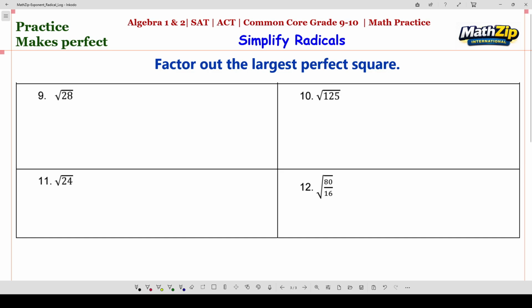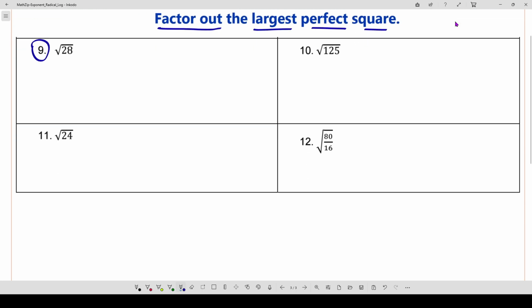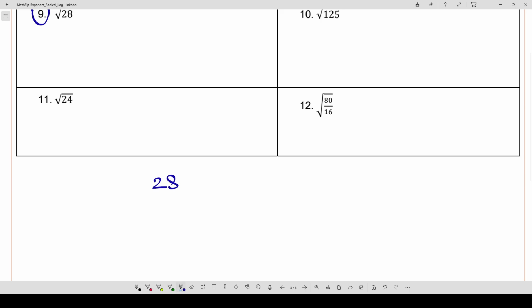Simplify radicals. Question 9. Root 28. First, we have to factor out the largest perfect square. 28, once we divide by 2, we will get 14. Again, divide by 2, we will get 7. 7 is a prime number, so we cannot simplify this one anymore.